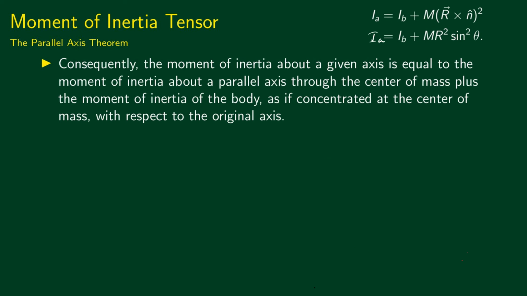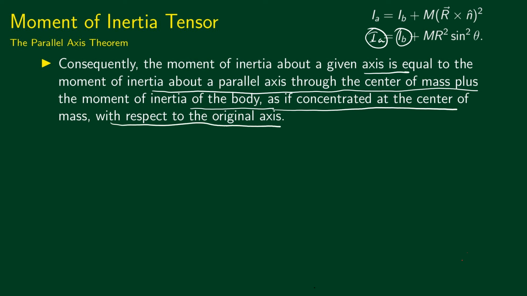IA is equal to IB plus M R square sine square theta. That is, the moment of inertia about any given axis, IA, is equal to the moment of inertia about a parallel axis through the center of mass, that is IB here, plus the moment of inertia of the body as if concentrated at the center of mass with respect to the original axis. So that's the term M R square sine square theta. This is the moment of inertia of the entire rigid body as if the mass is concentrated at the center of mass, and this moment of inertia is calculated about the original axis A. This is the parallel axis theorem.